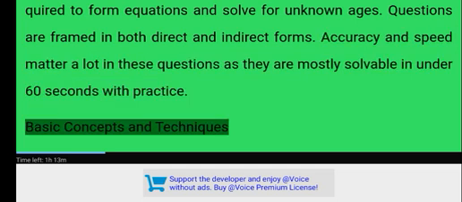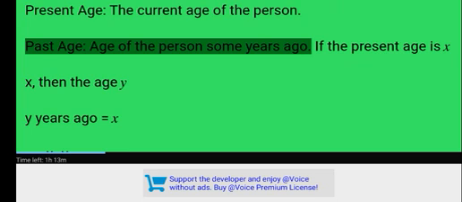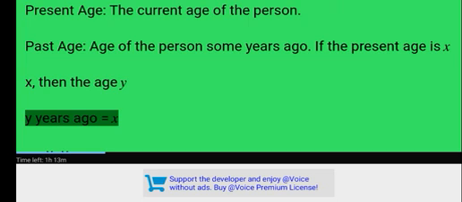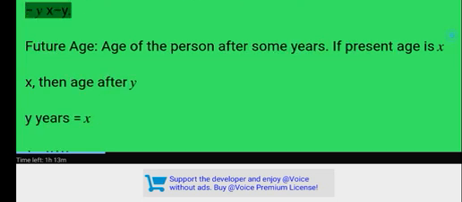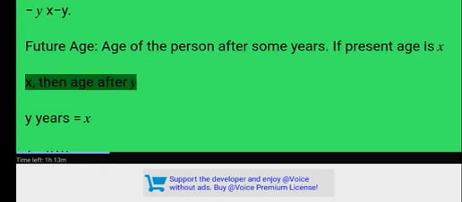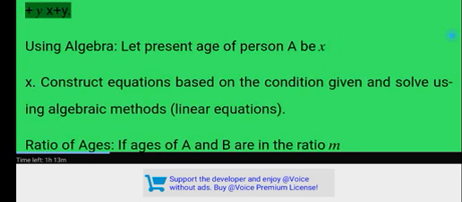Basic concepts and techniques. Present age: the current age of the person. Past age: the age of the person some years ago. If the present age is x, then the age y years ago equals x minus y. Future age: the age of the person after some years. If the present age is x, then the age after y years equals x plus y.